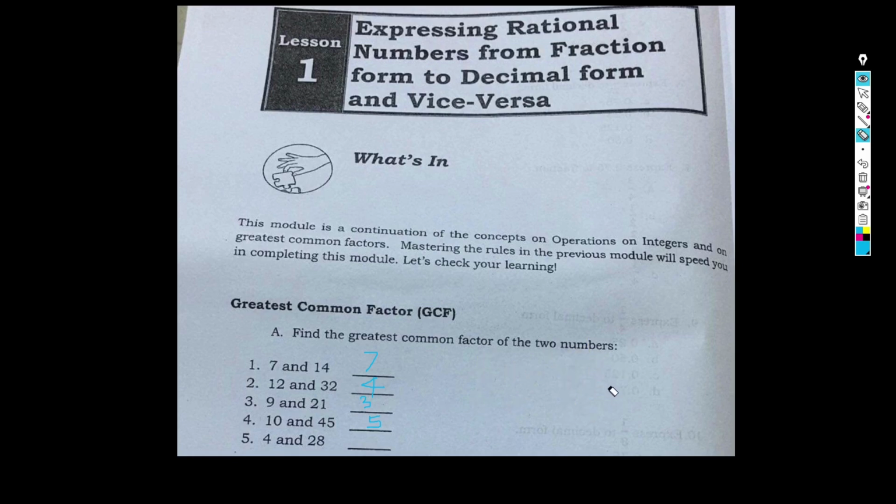4 and 28. Okay. So the factors of 4 are 1, 2, and 4. Now let's go to 28. Does it have a multiple of 4? Yes, because 7 times 4 is 28. Therefore, the answer is 4. 4 is the GCF of number 5. Let me write it clearly. Maybe you will think that it is 7, but it must be 4. Okay, let's go to the next page.